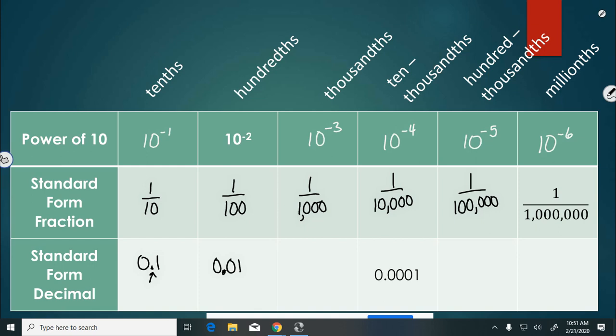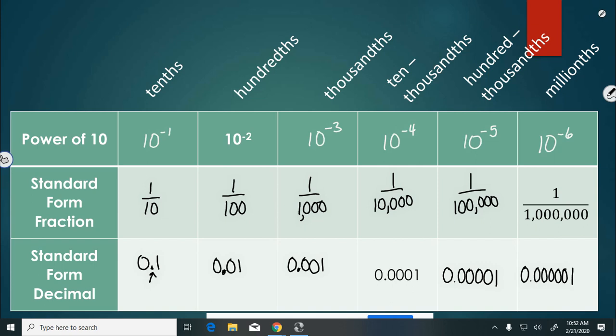1 over 1,000 is 0.001. Again, if I got rid of that decimal, it would look like 1,000 backwards. 1/10,000th is already given. Building on that, 1 over 100,000 would be 0.00001, or 100,000 backwards. And then a million would be 0.000001, or a million backwards.